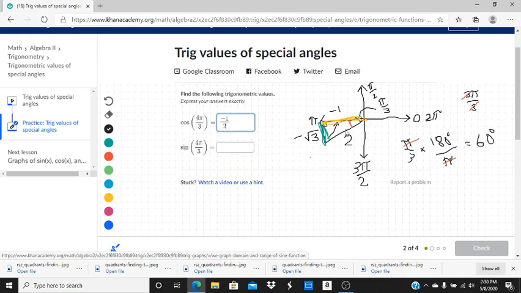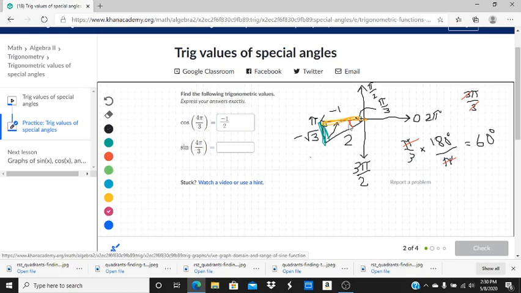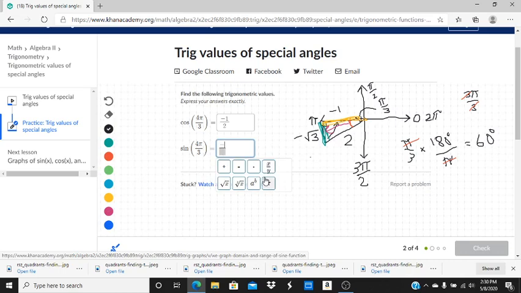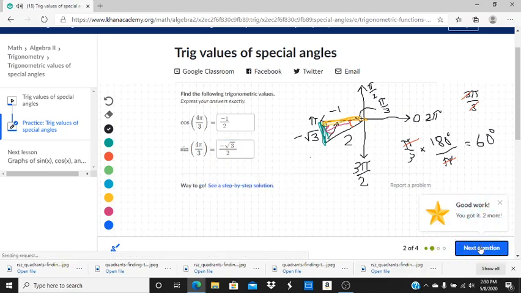And sine is the opposite side, so opposite the reference angle. If I'm at the reference angle, I go straight out, I hit the opposite side there. So that's going to be a negative square root of 3 over 2. We'll check our work. We're going to get some more energy points, and that's always a good day. Let's go to the next one, and let's hope they actually give us a different angle.